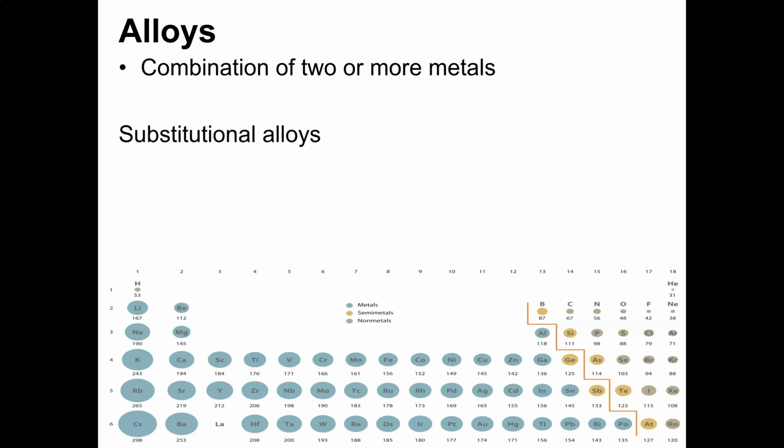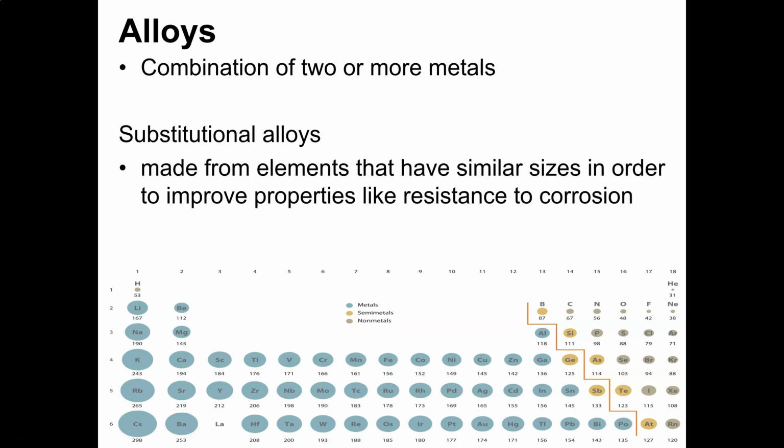There are two types of alloys you need to know. Substitutional, made from almost similar sizes. So what do I mean by similar sizes? This, similar sizes. This, similar sizes. What's dissimilar sizes? Let's say carbon with iron. See, it's like a 2-to-1 ratio. That's what's called an interstitial alloy.